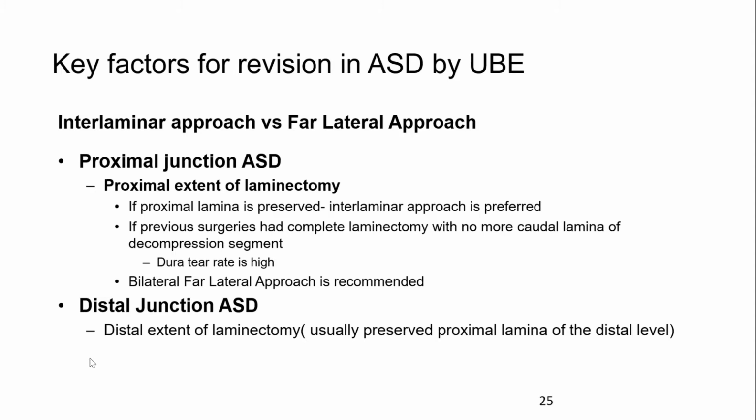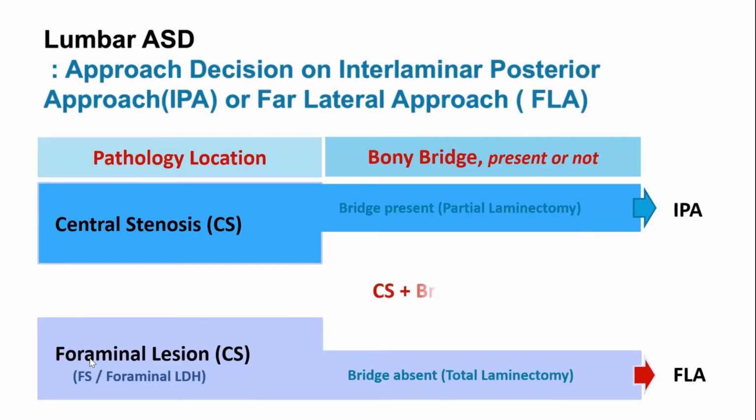In the distal junction adjacent segment degeneration, the distal extent of laminectomy is often not an issue because the lamina is often preserved for the proximal lamina of the distal level. So just to highlight, we look at the bony bridge. If it's present in the distal junction, then we can do the interlaminar approach for proximal ASD. And if the bone bridge is absent, then we can consider a far lateral approach. And certainly if the predominant lesion is a foraminal lesion, then we do a far lateral approach.